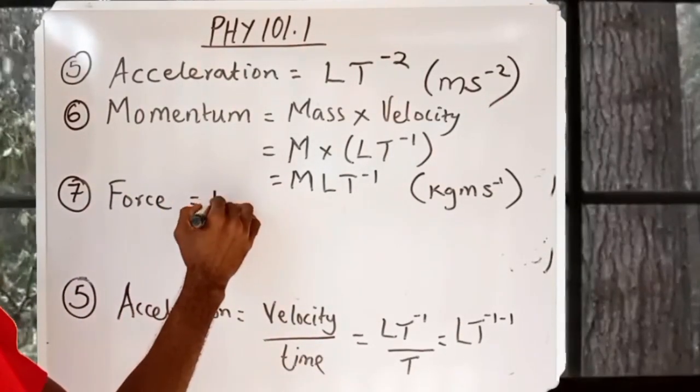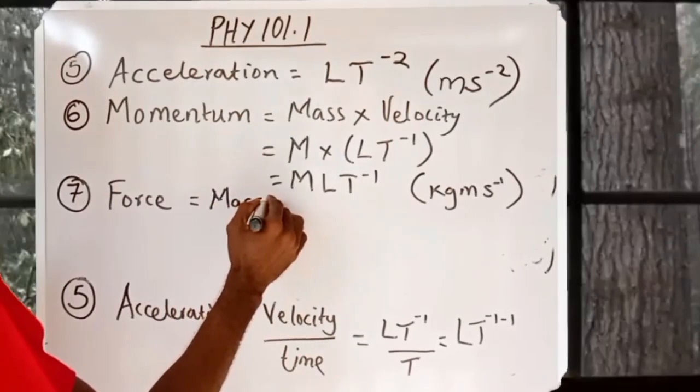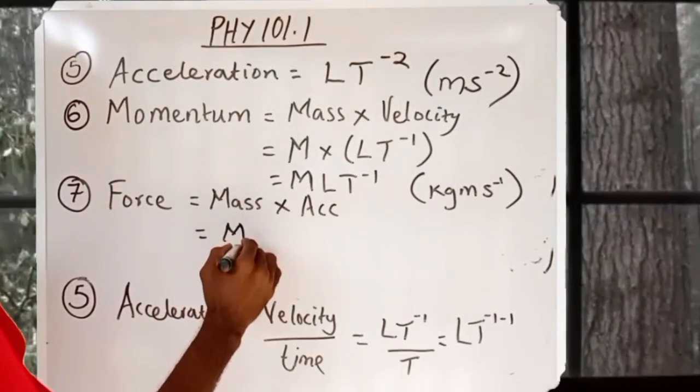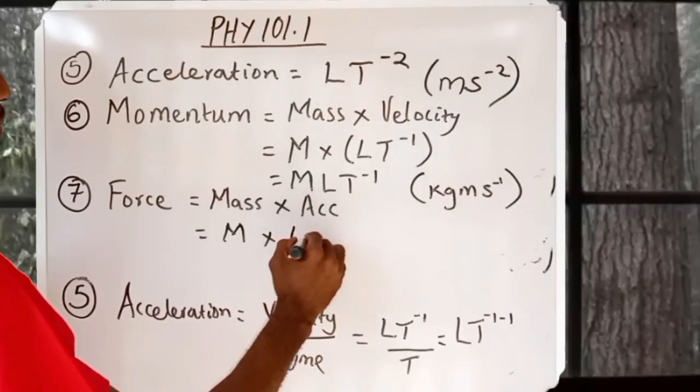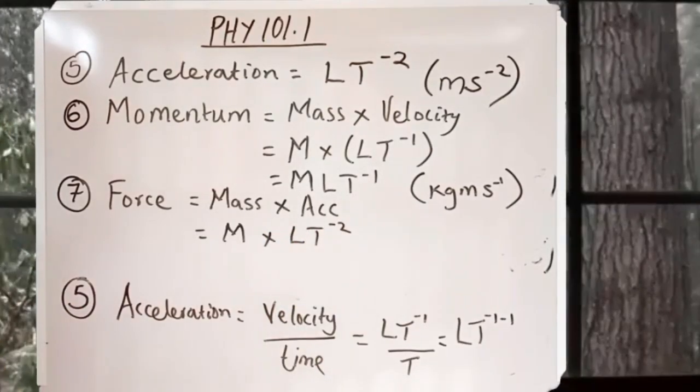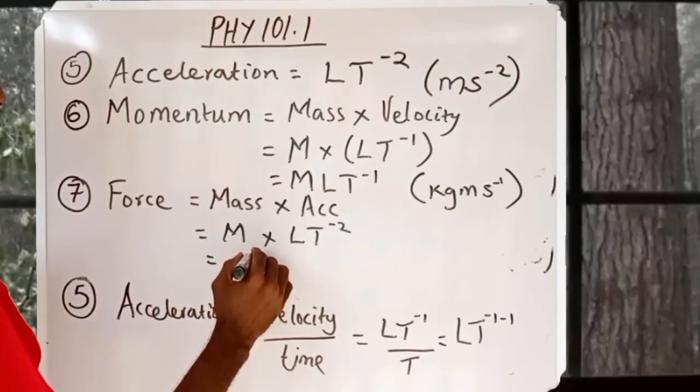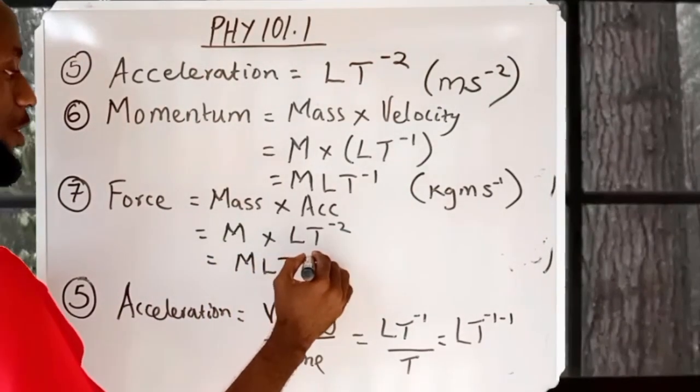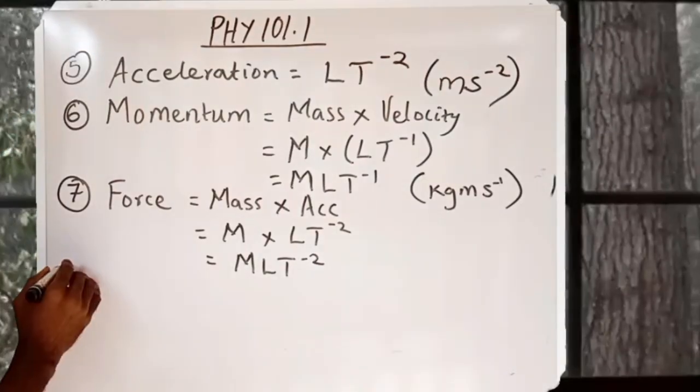Then we go to force. Force uses mass times acceleration, as we already know. Your mass is m, and you already know your acceleration to be L T raised to the power minus 2. So what does that give us? That gives us m L T raised to the power minus 2.